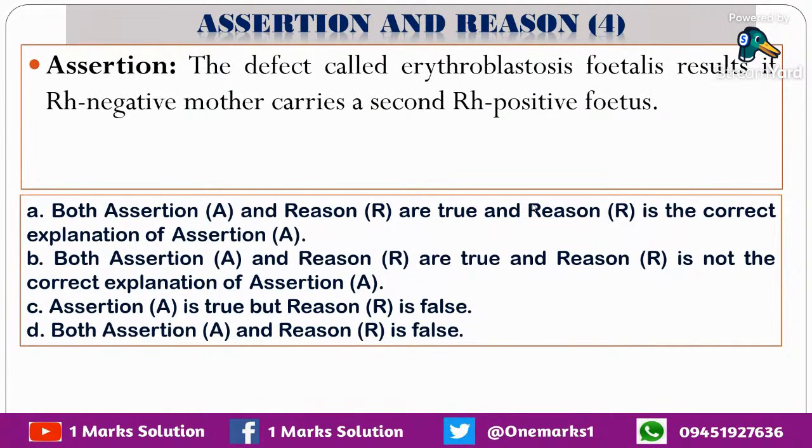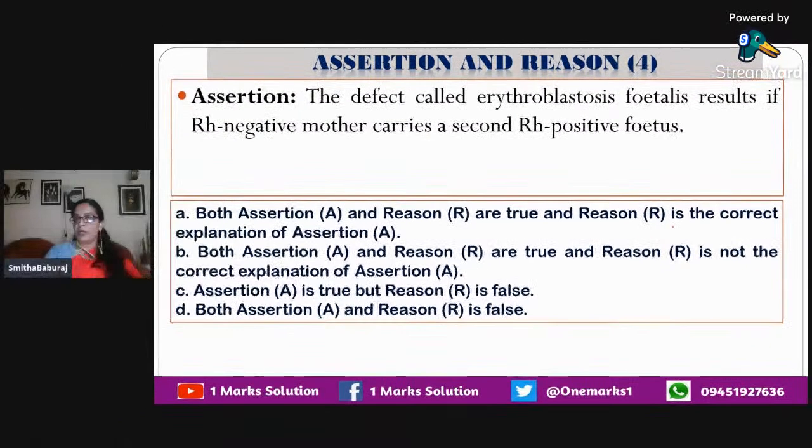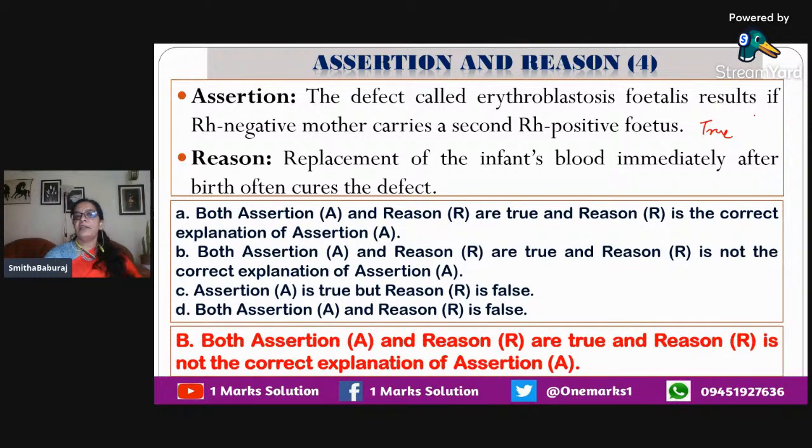That is question number 4. The defect called erythroblastosis fetalis results if Rh negative mother carries a Rh positive fetus, isn't it? That Rh factor is new to the mother's body and this can cause it. So it is true. Let's see the reason here. Replacement of the infant's blood immediately after birth can cure the trait.